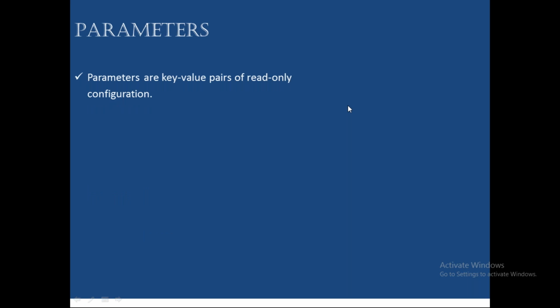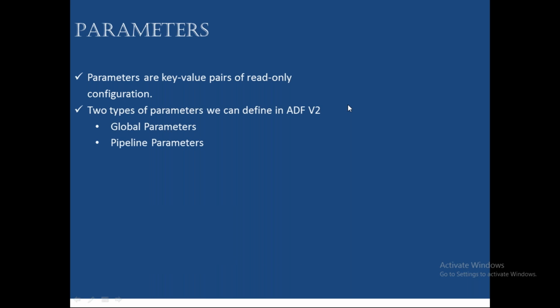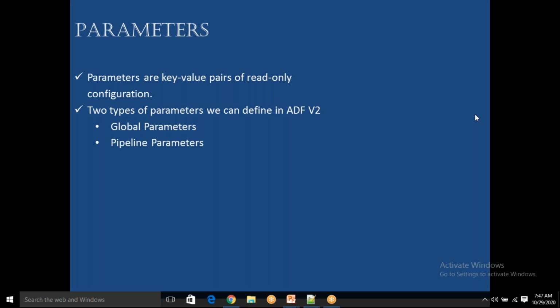First, you need to understand that parameters are key-value pairs of read-only configuration. You are just going to read these values in a pipeline. You cannot modify these values in a pipeline. Two types of parameters we can define in ADF: global parameters and pipeline parameters. First question to all of you: in my data factory, can I have 10 different pipelines? Can somebody respond, friends? Yes, we can. Very good.